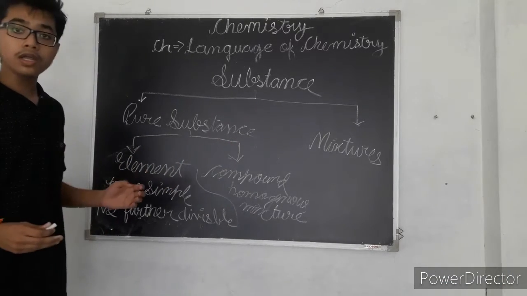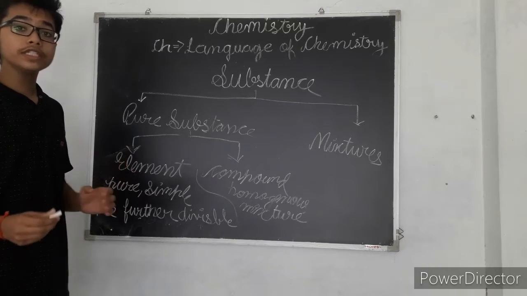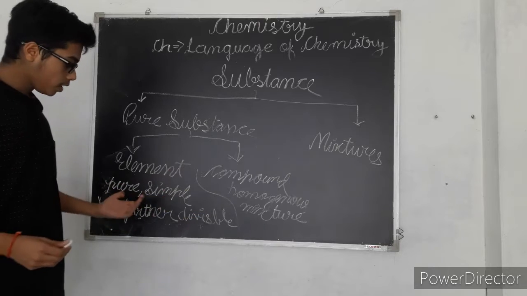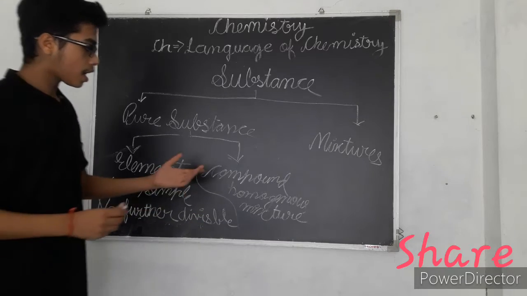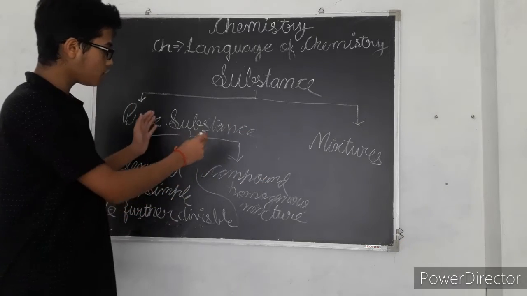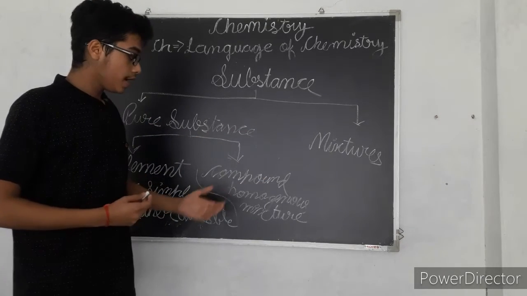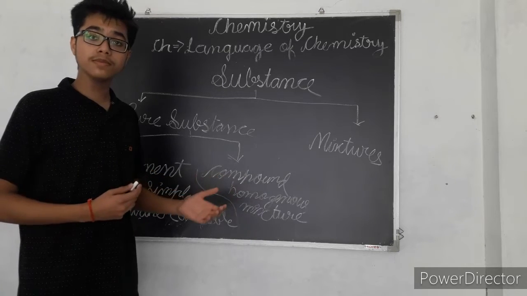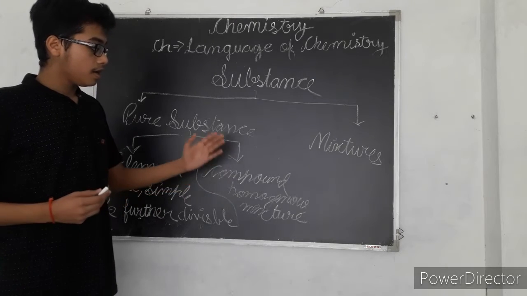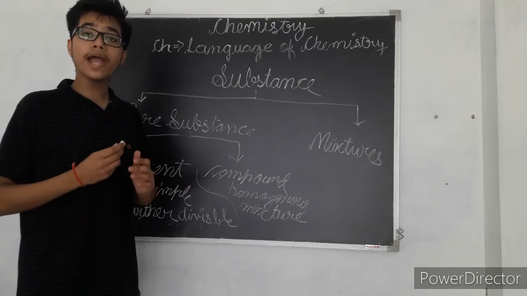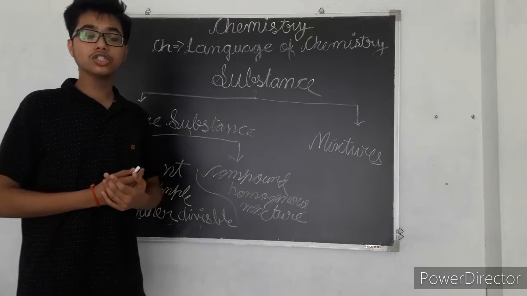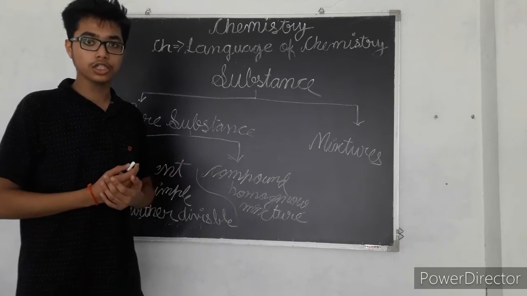Element is a pure and simple substance which cannot be further divided. Compound is like a mixture only, but it is kept in the category of pure substance because it is a homogeneous mixture. Homogeneous mixture means it has its property throughout, and the constituents are combined in a fixed ratio. But in mixtures, constituents are not combined in a fixed ratio.